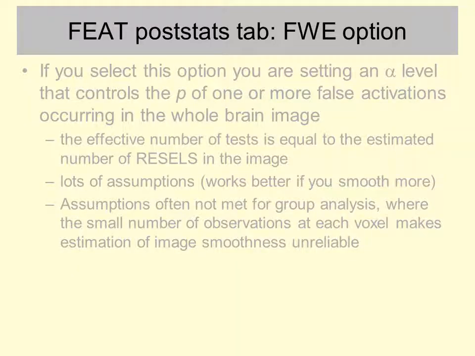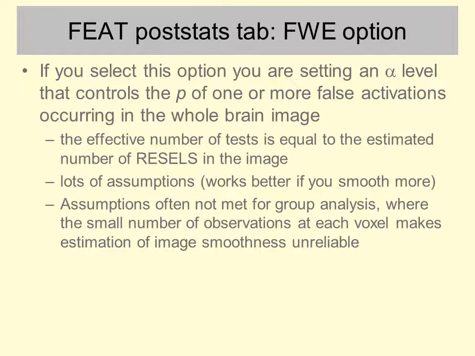In the next few slides I'll take you through the different options that are available on the Post-Stats tab in FEAT for control of false positive rate. So the FWE, or family-wise error option, is actually selected by selecting the option called voxel on the Post-Stats tab, and that's what I was talking about on the last couple of slides really.